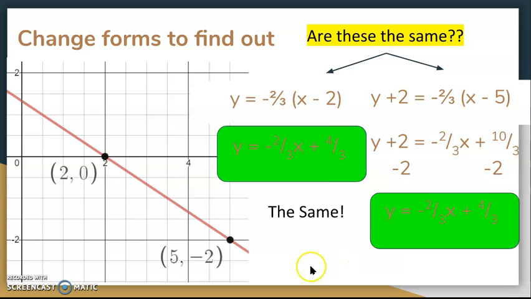So hopefully you can see there that it doesn't matter which point you choose. If you convert them back over to slope-intercept form or even standard form, you will end up with the same equation. Hope this was a helpful introduction to point-slope form.